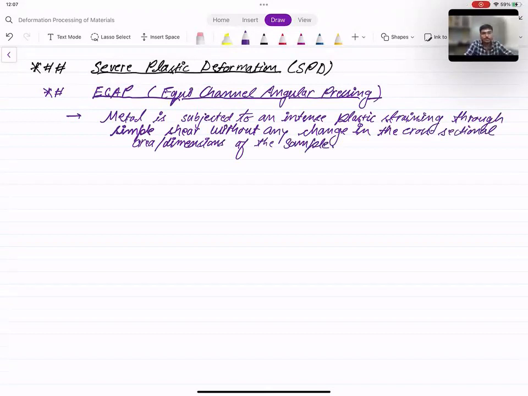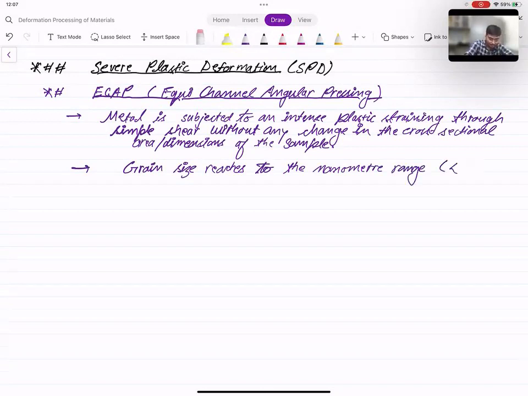Okay. And due to this forming process, the grain size reaches below some nanometers. Okay, so it reaches to say nano size. So the grain size reaches to the nanometer range. Generally, this is less than 500 nanometers. So you can see how much refinement is possible through this.